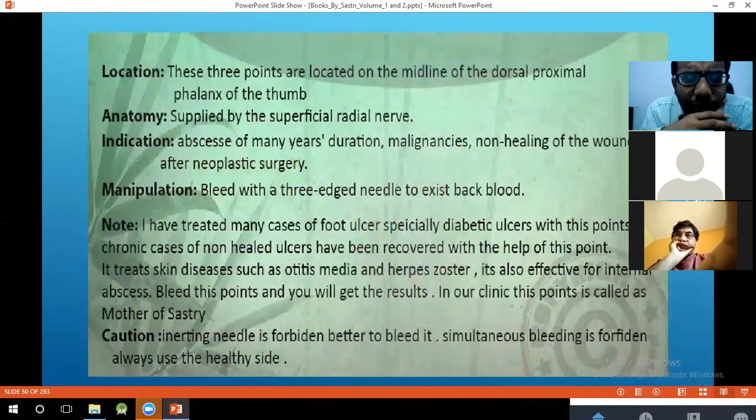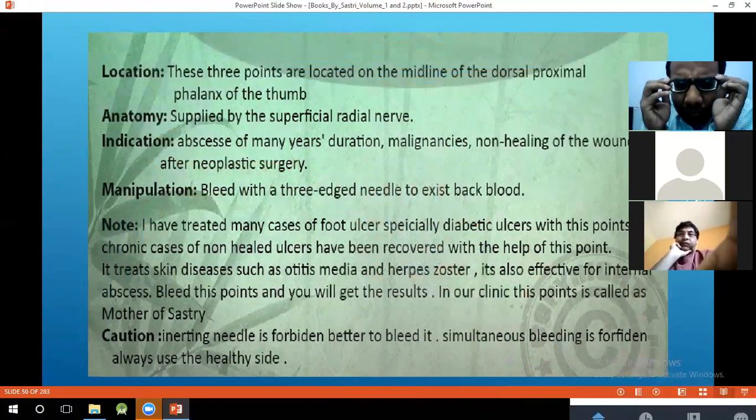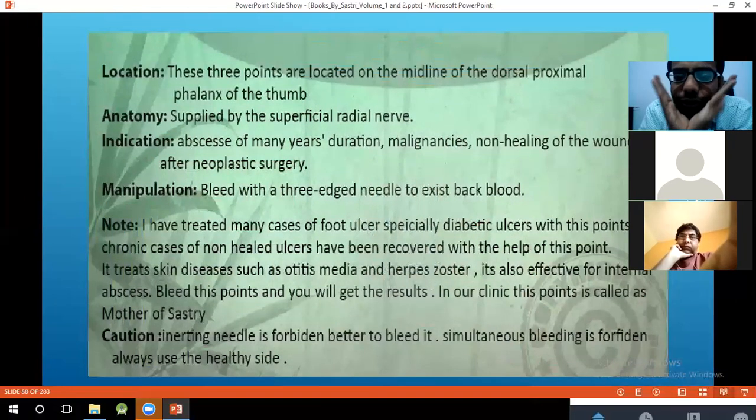You can see the location of the point: the midline of the dorsal perimaxillary area of the thumb. It supplies the superficial radial nerve, and treats abscesses of many years. See, during malignancy, abscesses are formed. And even post-operatively, abscesses are formed in non-healing wounds. So especially in diabetic foot and all, we use this one.